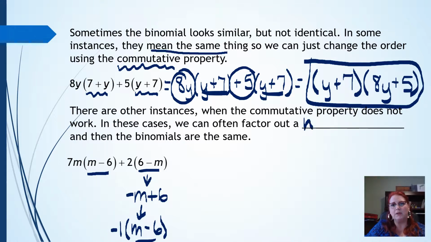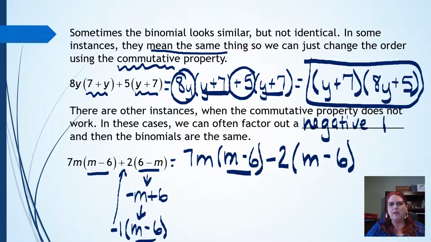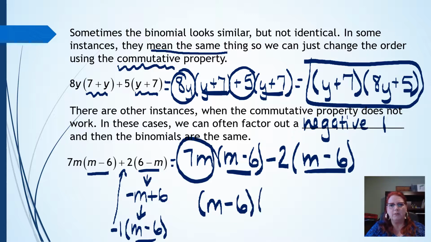So I'm going to factor out a negative 1. So I'm going to rewrite that as 7m times m minus 6. And because I factored out a negative 1, I'm going to multiply it with that 2. So that becomes 2 times negative 1 is negative 2, m minus 6. So now I have a common factor of m minus 6. And that's being multiplied to the 7m and the negative 2.